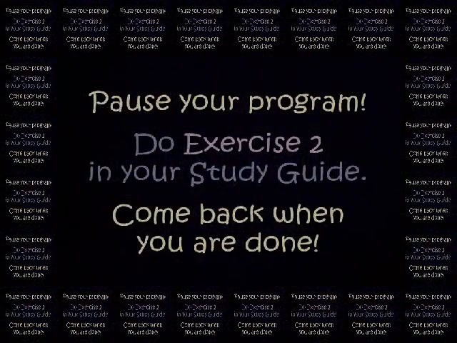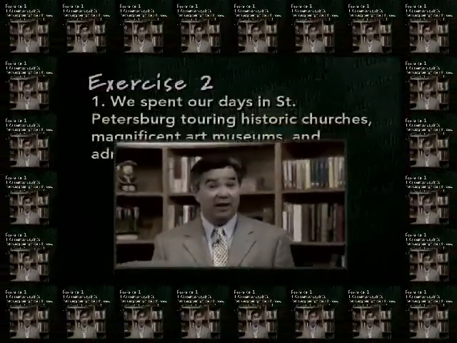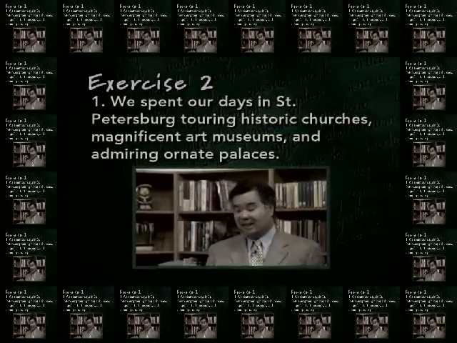Let's turn to the study guide. We've provided you with an exercise that will give you a chance to test your understanding of the rules we've just talked about. Our first sentence contains a list of 3 activities that were done on a vacation. But you'll notice that the principle of parallelism has been violated. Let's see how we could correct this sentence.